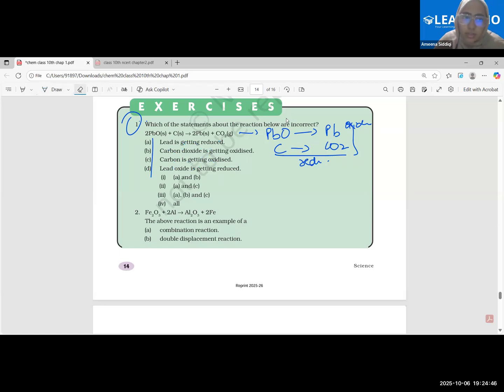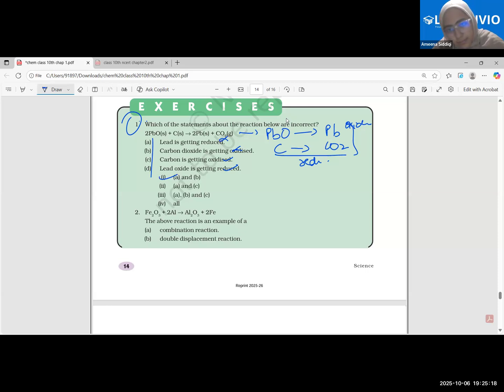Lead is getting reduced. The first option is correct. Carbon dioxide is getting oxidized, wrong. Carbon is getting oxidized, correct. Lead oxide is getting reduced, correct. Which one is incorrect? The options are A, B, A, C, A, B, C. Lead is getting reduced, but lead is not getting reduced. It is the lead oxide which is getting reduced. So the first option is also incorrect. Therefore, A and B are incorrect.